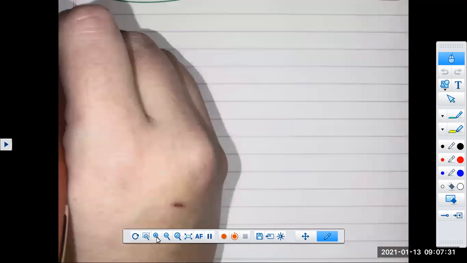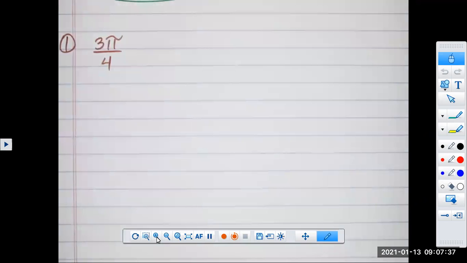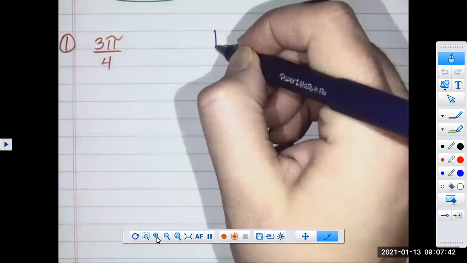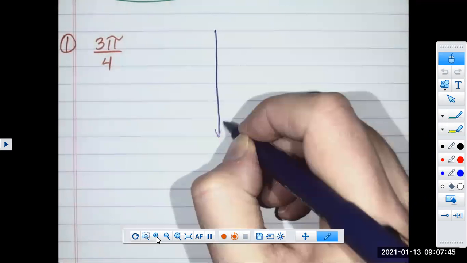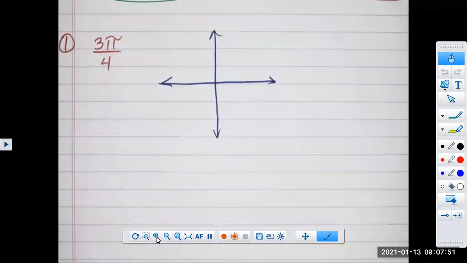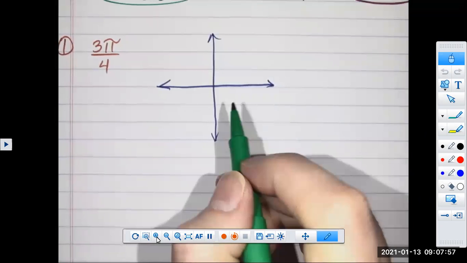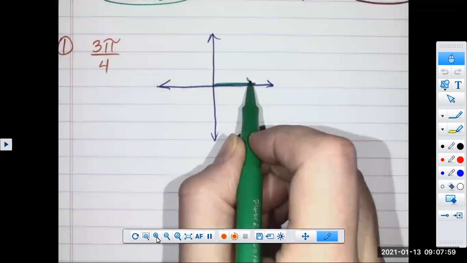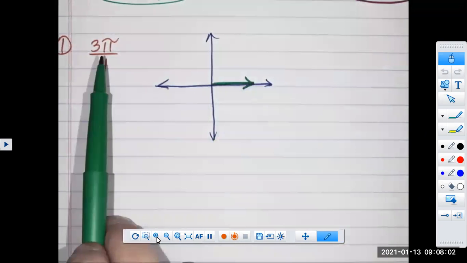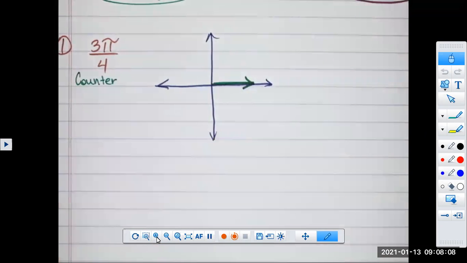Okay, so number 1, we have 3 pi over 4. Just draw a small XY axis. You're gonna start here. This is the first thing you're gonna do every time. Draw your starting side. Now, this is a positive angle, so we're gonna rotate counterclockwise.